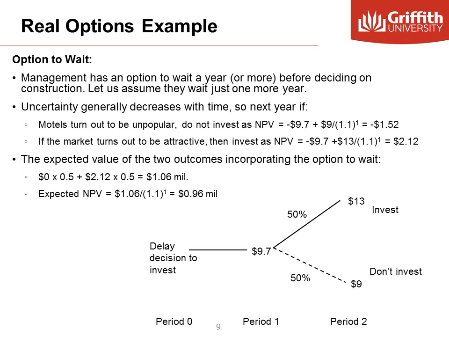Uncertainty generally decreases with time, so we can wait and resolve the primary uncertainty in the market during this next year and then decide on an investment at that time. If these types of motels turn out to be unpopular, then it would make little sense to invest 9.7 million to make 9 million a year later. The NPV will be negative at 1.52 million. However, if the market turns out to be attractive, then a 13 million payoff in the next year would provide an NPV of 2.12 million, a positive NPV.